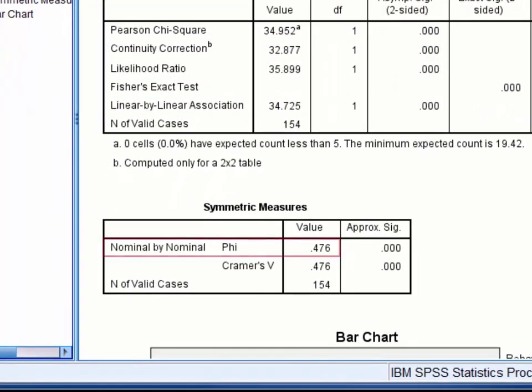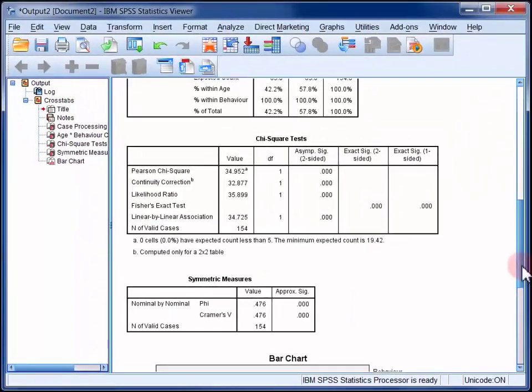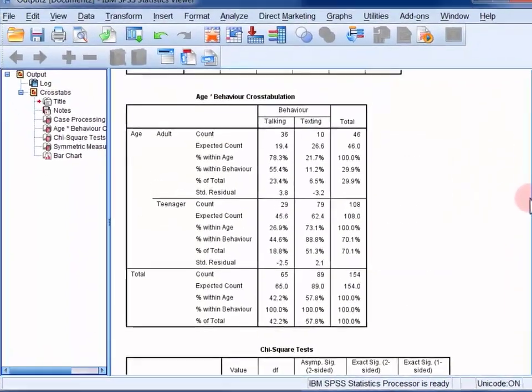Looking at strength first, phi is an appropriate measure of effect size for a 2x2 design like ours. It is interpreted as a correlation coefficient with a lower limit of 0 and an upper limit of 1. By convention, a phi coefficient of 0.476 would be described as large or strong. In other words, there's a strong relationship between phone use behaviour and age.